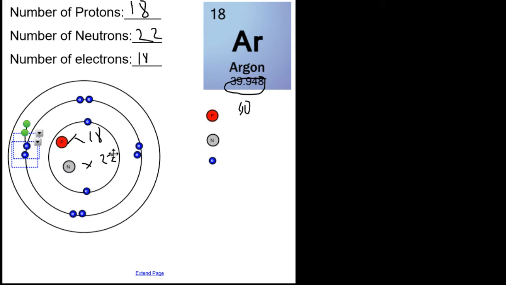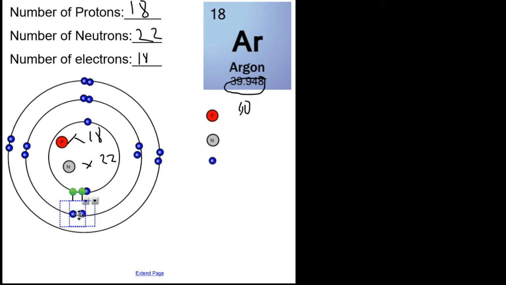So since we have 2 here, 8 here, that gives us a total of 10. We need to get to 18. Well, we need another 8. Another 8 electrons. So I'm going to put those on that outer shell. Again, the electrons located on the outer shell are called valence electrons. So this is its valence shell.